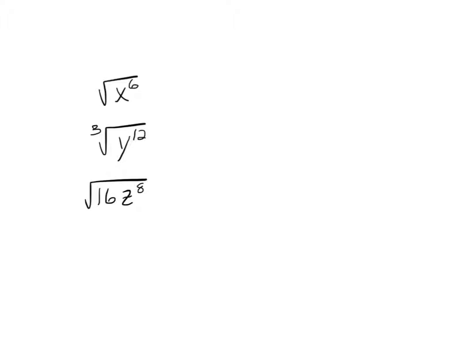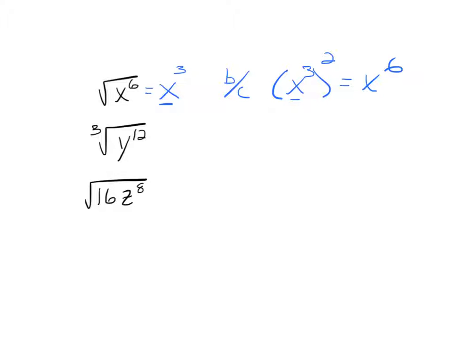Alright, and we quickly now move to variables or exponential expressions. In this first example, I want to take the square root of x to the 6th. The answer to this is x cubed. We answer this in the same way. The question that we were trying to answer was, hey, what would we square to get to x to the 6th? And again, this answer is x cubed.